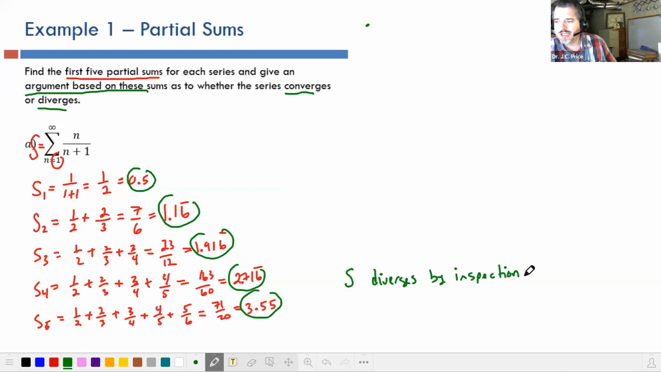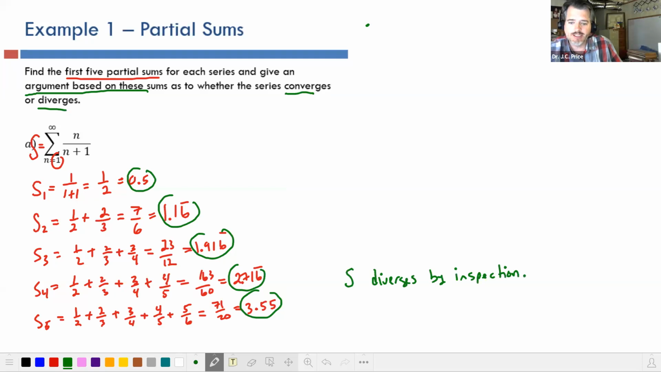All right, so I'm just looking at it. I'm feeling like it's going to diverge by inspection. If you want to give a better argument, right? Just by inspection is like just by looking at it, which is not a very good argument. Just like I feel like it's going to happen. But if you want to give a better argument, you can kind of see what's happening here.